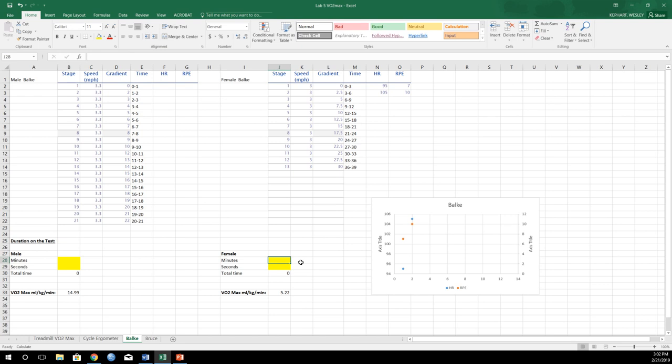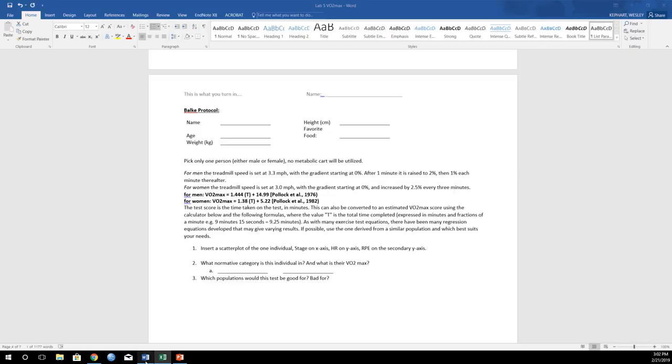If they make it 25 minutes and 36 seconds until they pretty much have to stop, then their VO2 max would be 40 minutes. Not 40 minutes, I'm sorry. 40 milliliters of oxygen per kilogram of body weight. That's at least how the bulky protocol would predict it. And over here for the men, it works approximately the same. If they make it 15 minutes and 30 seconds, that's how that goes.